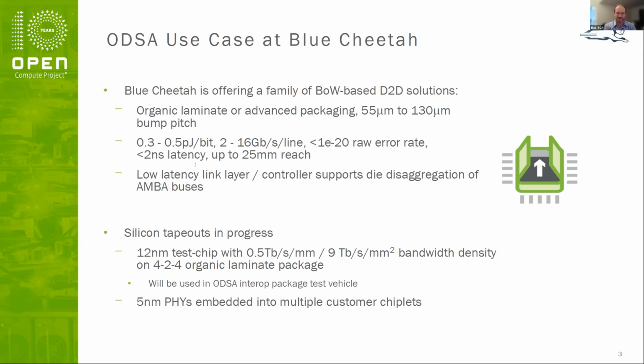So we have a number of silicon tape outs in progress, both a 12 nanometer test chip, again, on organic laminate package, doing the 2-stack. So this one's at about 0.5 terabit per second per millimeter, or 9 terabits per second per millimeter squared of bandwidth density. This is done on, let's say, a medium end organic laminate, so 424. And this is the same test chip that will be used in the ODSA interoperability package test vehicle. We also have a number of 5 nanometer PHYs that are embedded into multiple of our customers' chiplets. Again, these tape outs are in progress right now as we speak. So if we go to the next slide.